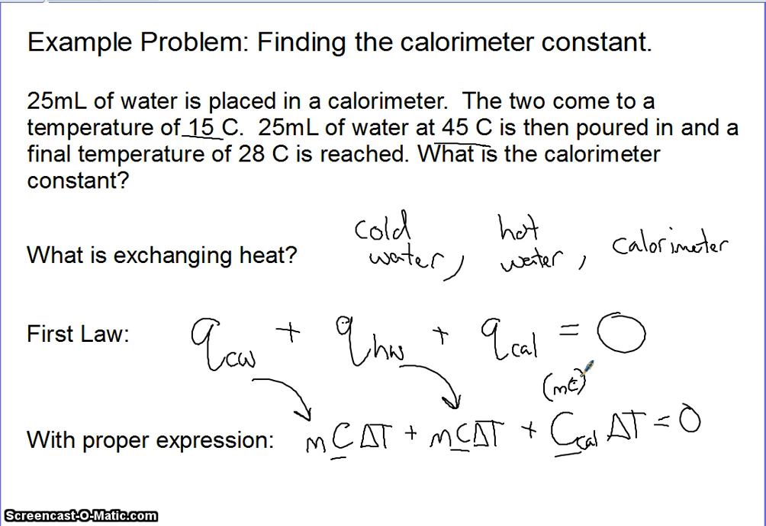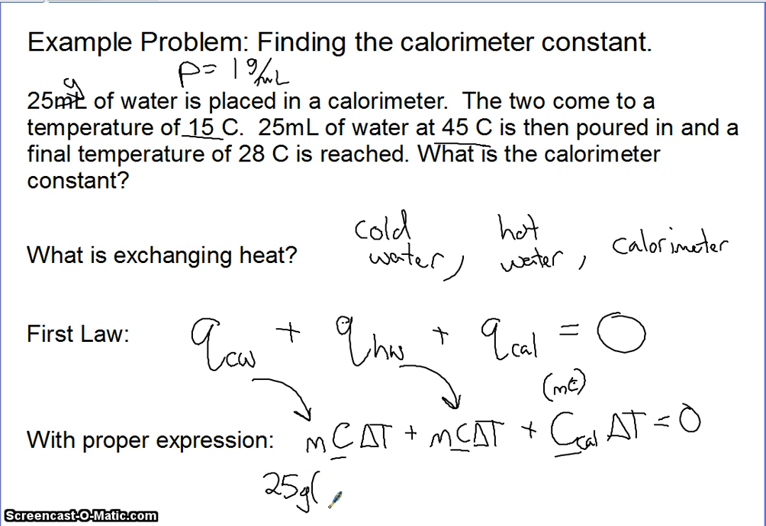Now we put in the numbers, okay? What is the mass of the hot water? Well, I read through the problem and it doesn't say grams anywhere, and then I freak out because, oh my gosh, you didn't give me grams. Okay? Thing is though, water has a density of 1 gram per milliliter. And so if I have 25 milliliters of water, I have 25 grams of water, close enough for us. So the mass of the cold water is 25 grams.